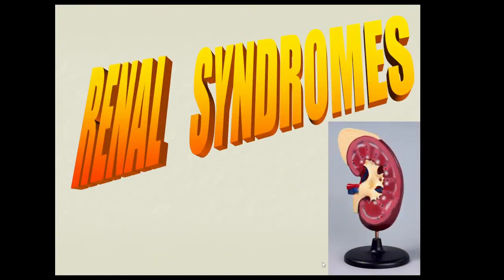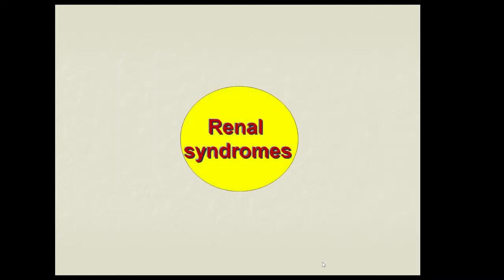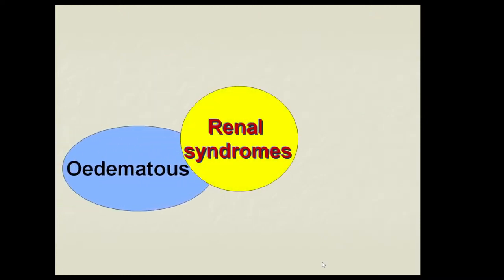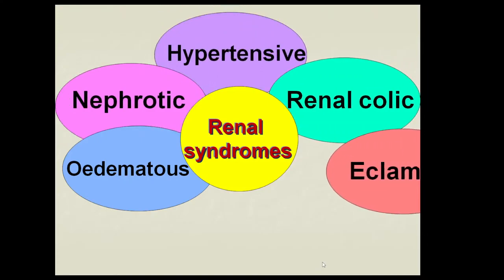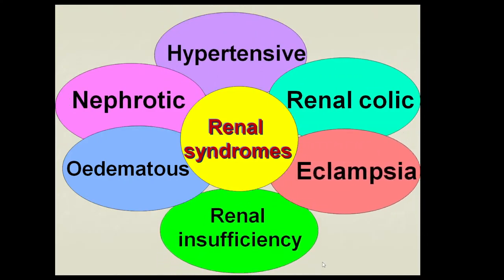The next questions on which I want to stop today are syndromes, because you know the principles of our diagnosis: from symptom to syndrome and to disease. And I remind you, a syndrome is a complex of pathological symptoms combined by the same etiologic mechanism. We'll stop on diagnosis of the following syndromes: edematous, nephrotic, hypertensive, renal colic, renal eclampsia, and renal insufficiency.